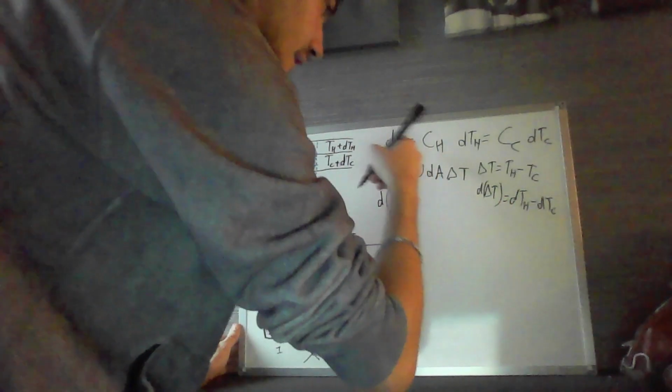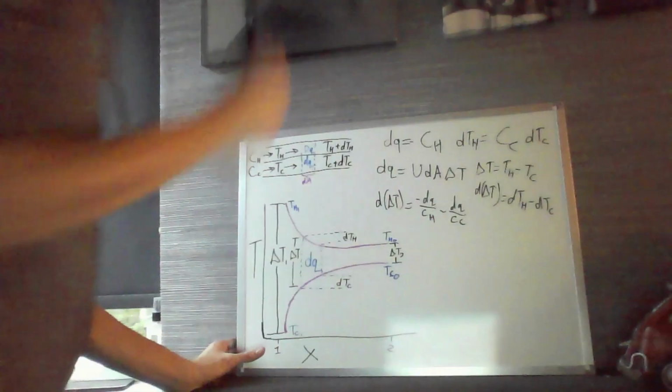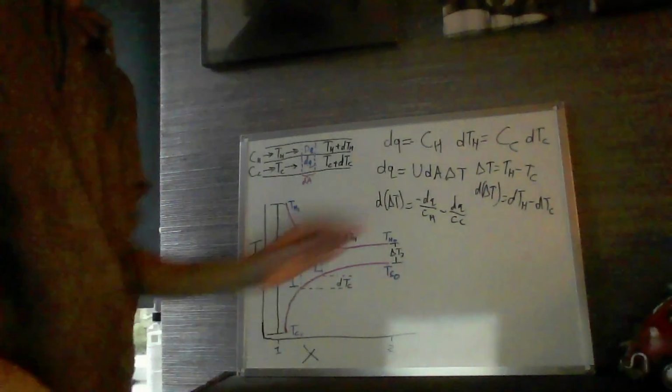So that we get, for dTh, negative dq over Ch. And then we have negative dTc, which is negative dq over Cc. And of course, we can see we have a common factor of dq, so we can go ahead and pull that out, so that we get d delta T equal to negative dq times (1 over Cc plus 1 over Ch), right?